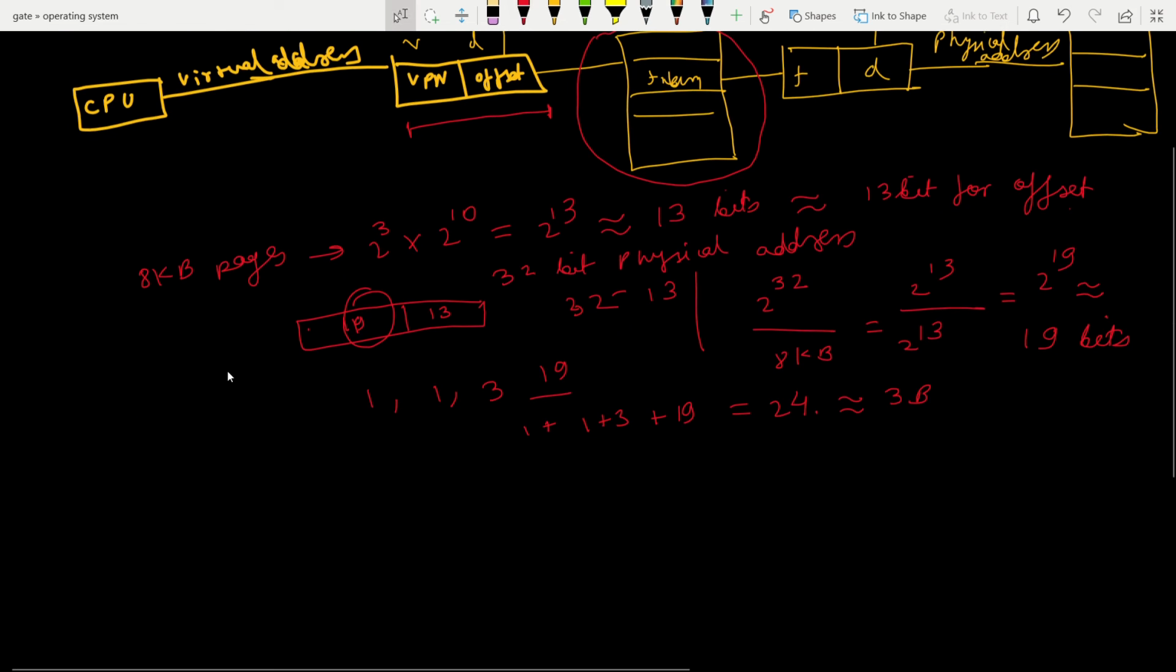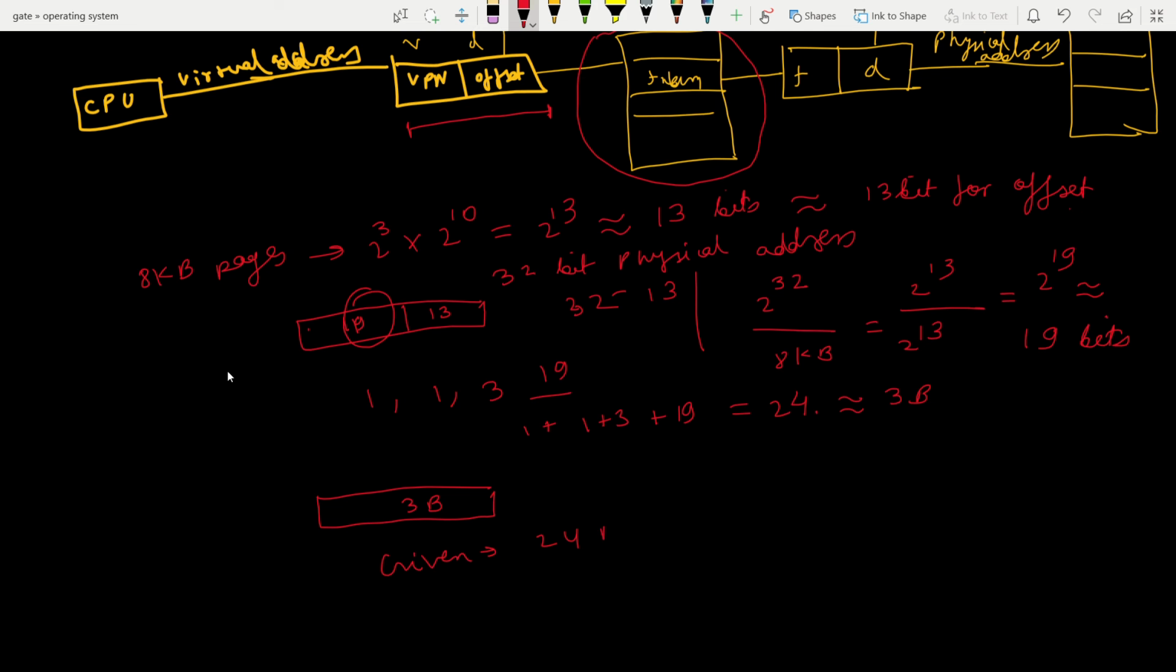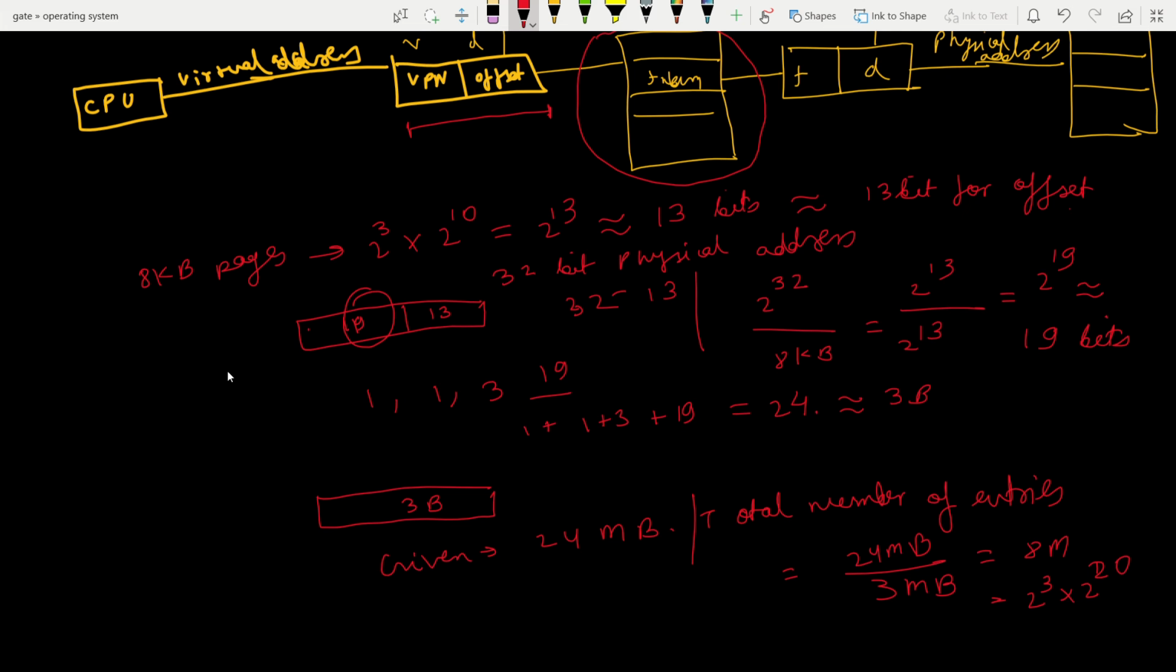Each entry in this page table will be how many bytes? It will be 3 bytes. It has been given that the total page table size is 24 megabytes. So we can get the total number of entries. Total number of entries will be 24 MB by 3 bytes, and that will be 8 mega, which is 2 to the power 3 into 2 to the power 20, since mega is 2 to the power 20, and that will be 2 to the power 23.